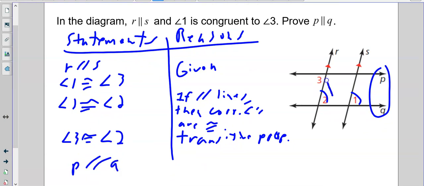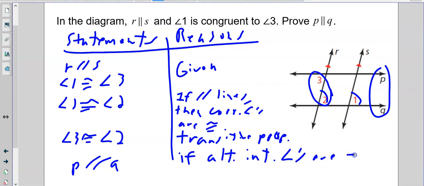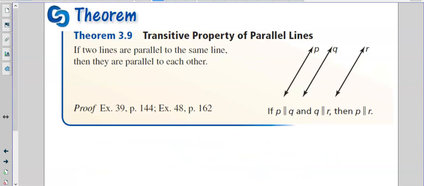And therefore, we now know that P is parallel to Q, because we've proven these are the same. They're alternate interior. So if alternate interior angles are congruent, then we know we have parallel lines. It's really that simple. Just walk it through step by step. So the transitive property of parallel lines: if two lines are parallel to the same line, they're parallel to each other.